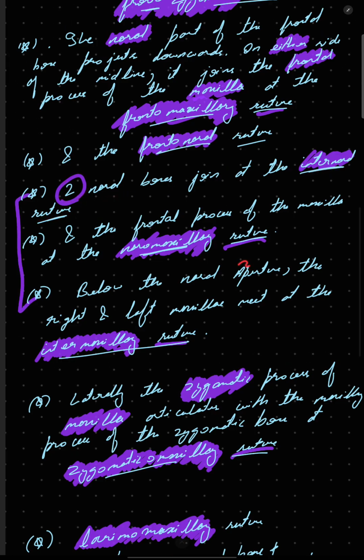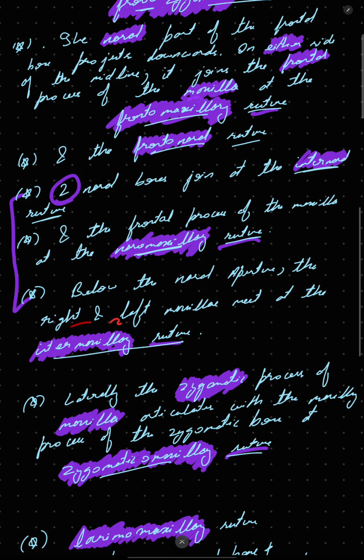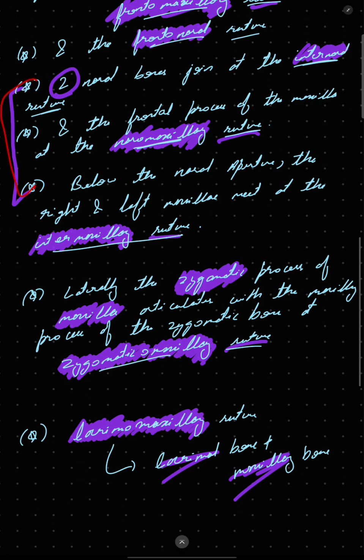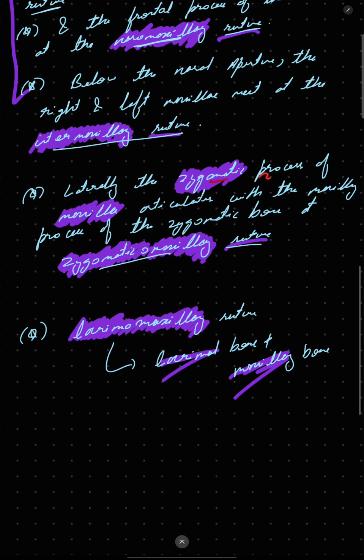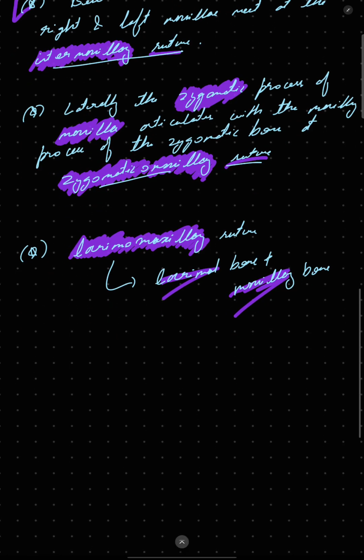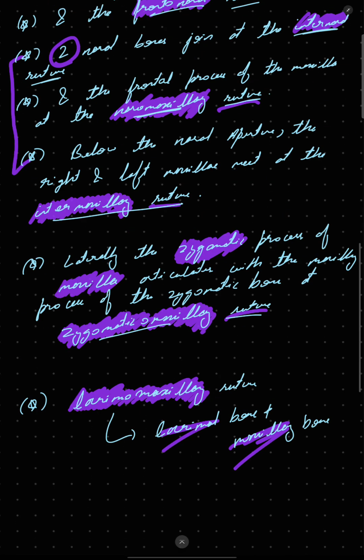Okay. Similarly, below the nasal aperture, right and left maxilla, intermaxillary suture. Between these two, conjoining the nasal and the maxillary part, we have nasomaxillary suture. Then we spoke about the zygomatic process and the maxilla articulating together, giving zygomatico-maxillary suture. Finally, we have lacrimo-maxillary suture. Lacrimal bone, the maxillary bone, both together.